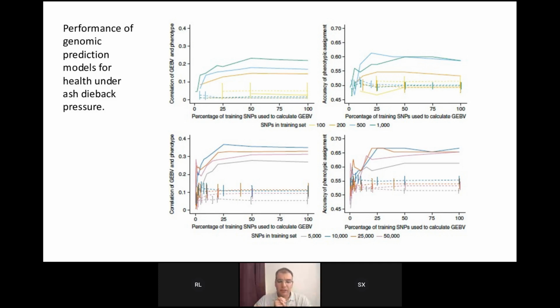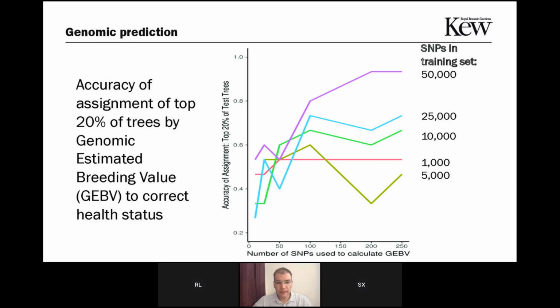Again, you might say, well, that's not particularly impressive, given that if you just did it at random, you'd have a 50% chance of being right. But for genomic prediction, these are reasonably respectable numbers. And these mean that you could start using this data to inform a breeding program. And particularly, if we look at the top 20% of trees by genomically estimated breeding value. So if we just take the top 20% of our predictions and just the top 20% of the trees, the best trees, then our chance of getting them correctly assigned gets well over 80% if we use 50,000 SNPs.